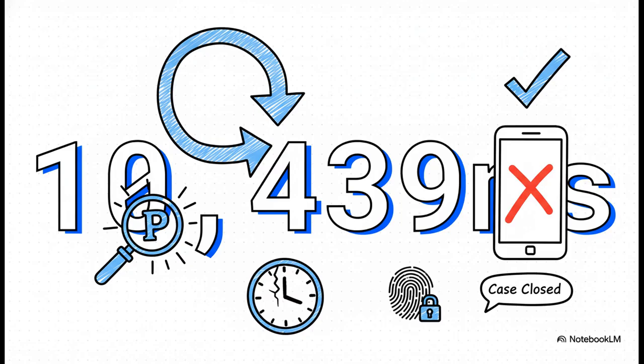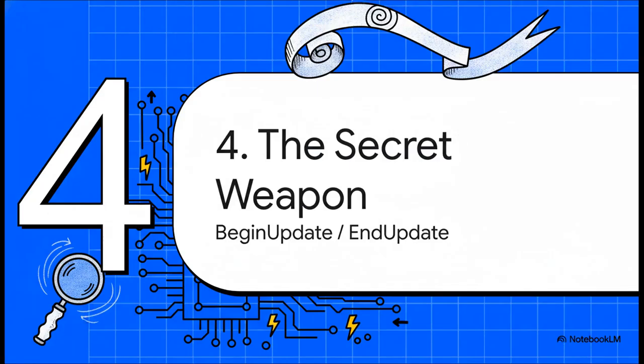It takes over 10,000 milliseconds. That's more than 10 seconds to finish. For 10 seconds, the UI thread is completely maxed out, the screen is frozen solid, and the user is just sitting there, tapping the screen, wondering what's wrong. We've got our culprit. So now that we've identified the guilty code, let's talk about the solution.